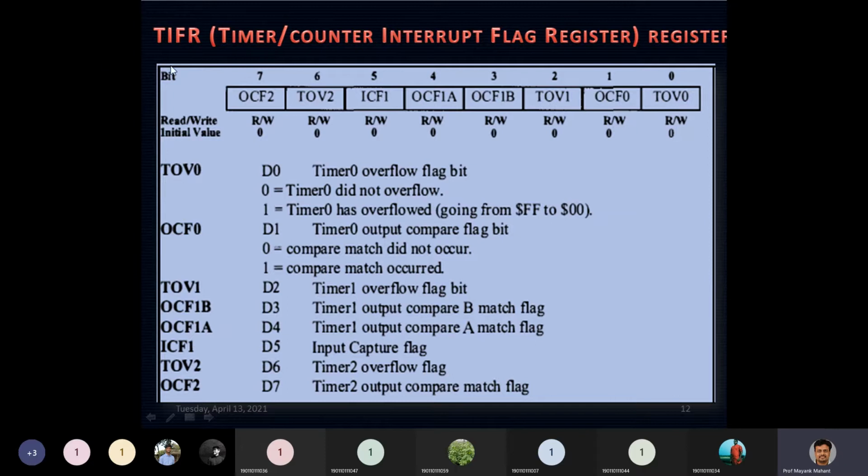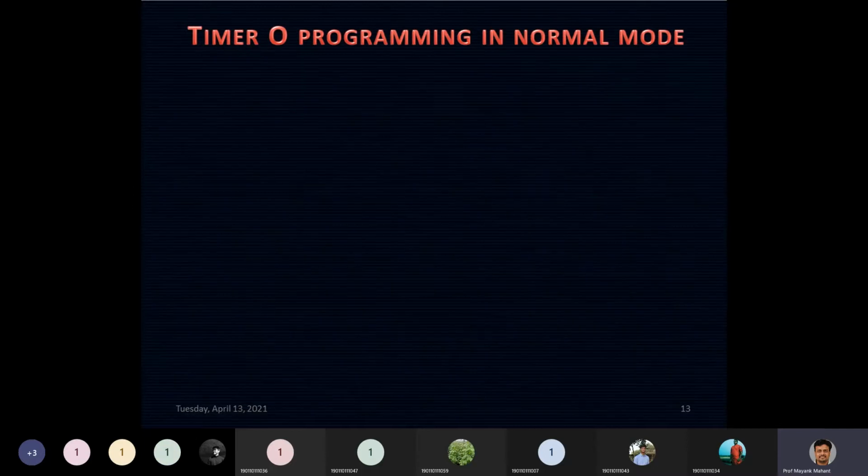And all these registers, let's say TCCR, TCNT, OCR, TIFR, are available in the IO section of your RAM, so that we can access the content of these registers with the help of in and out instructions. So these were the things that we discussed in the previous class.